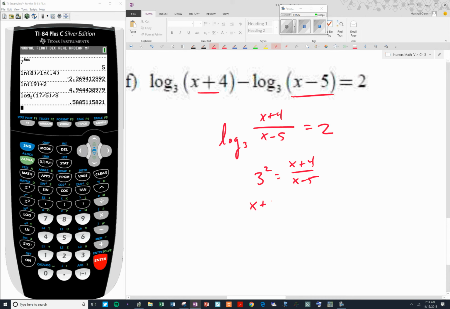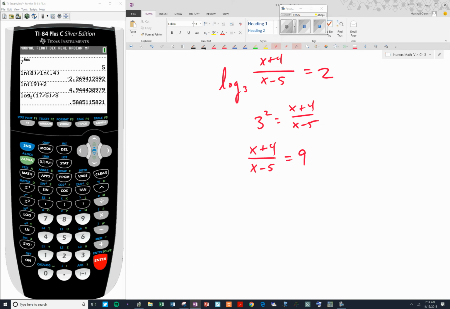I'm just going to switch this around. X plus 4 over x minus 5 equals 9. And then I'm going to multiply both sides by that denominator to get rid of it. So we have x plus 4 equals 9x minus 45. And I'm going to subtract x and get 8x. I'm going to add that 45 over and get 49.